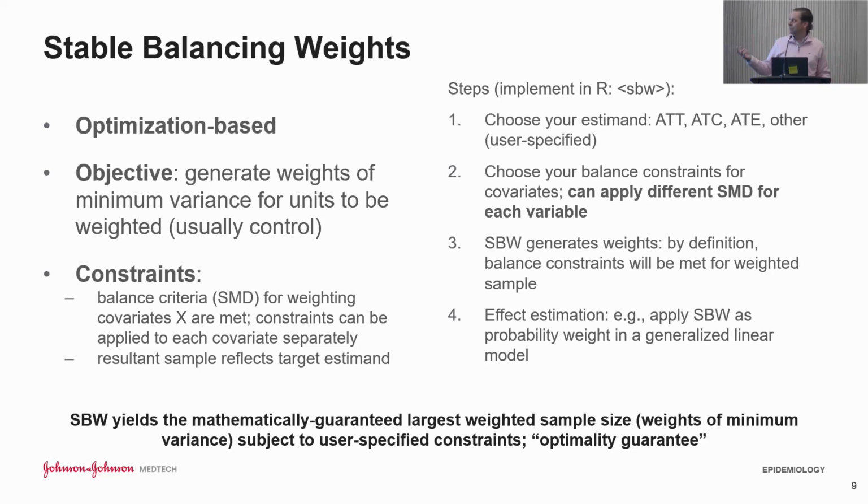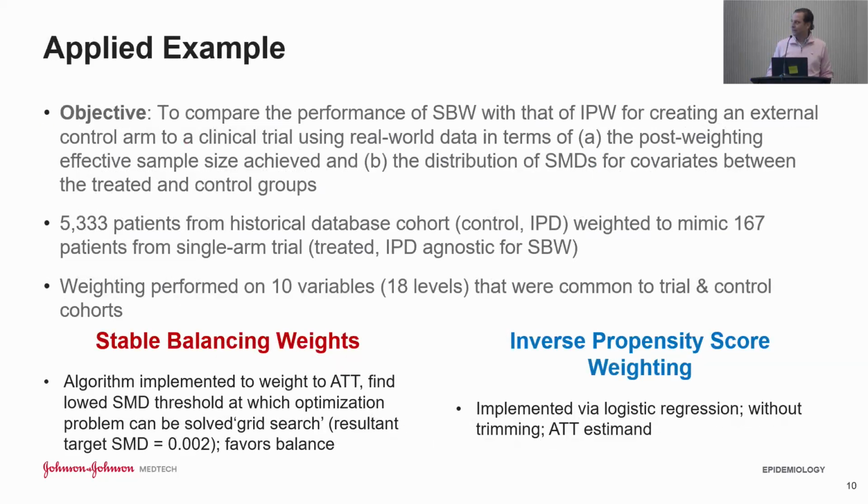But again, you can apply different standardized mean differences for each variable. Then stable balancing weights will generate the weights, and by definition, the balance constraints will be met for the weighted sample. And then you perform your effect estimation. So you use the weight like a propensity score weight, let's say in a generalized linear model. So here's an applied example.